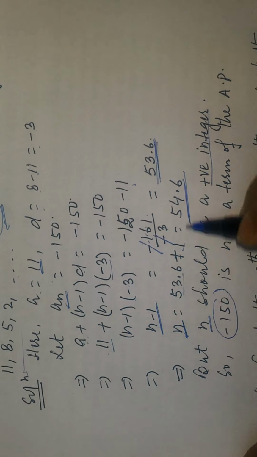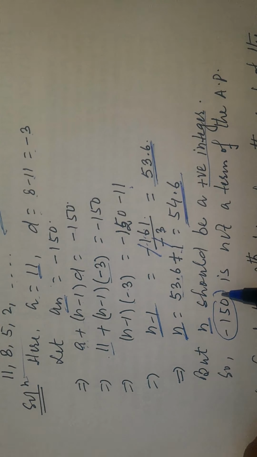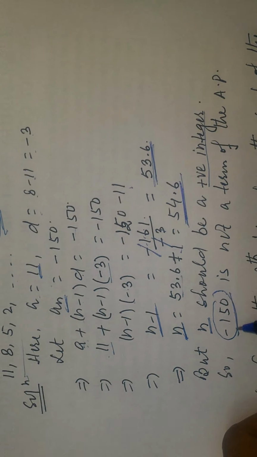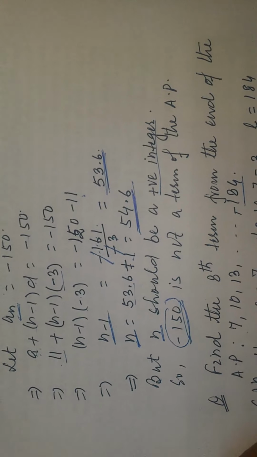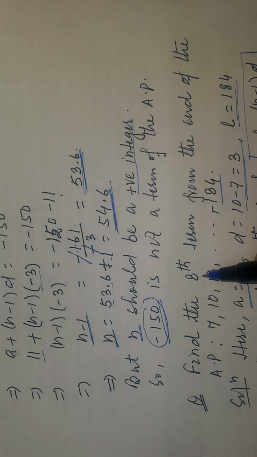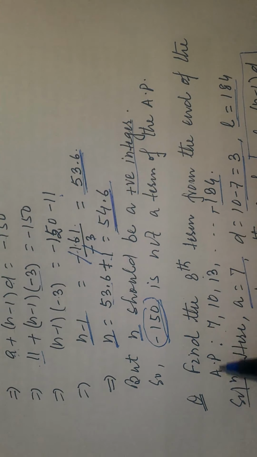So here we find that it has come as a fraction. So that particular number will say that it is not a term of that AP. It has to be a positive integer or a whole number. Now next question. Finding out the term from the end, from the reverse order.